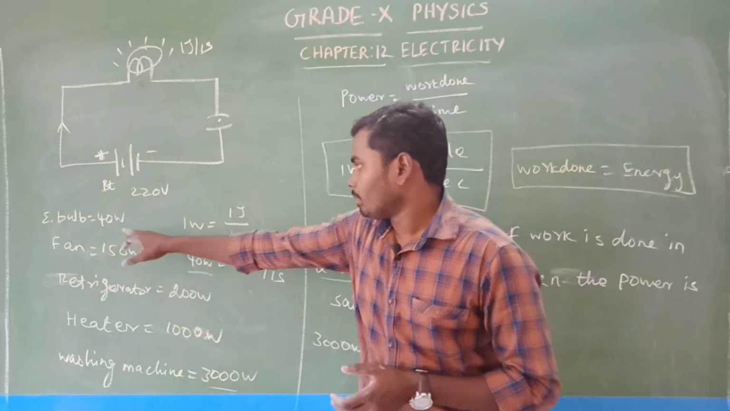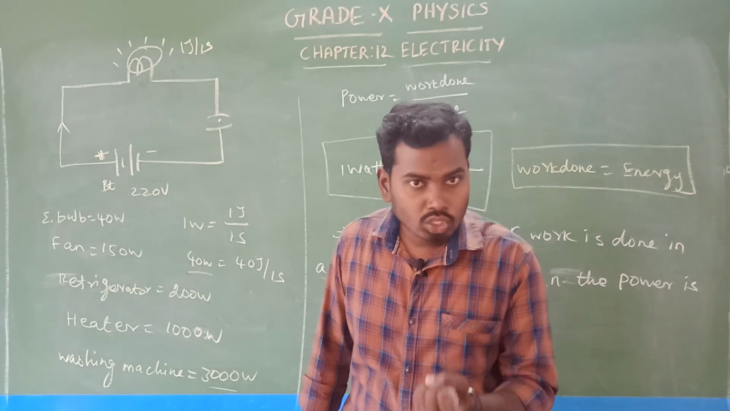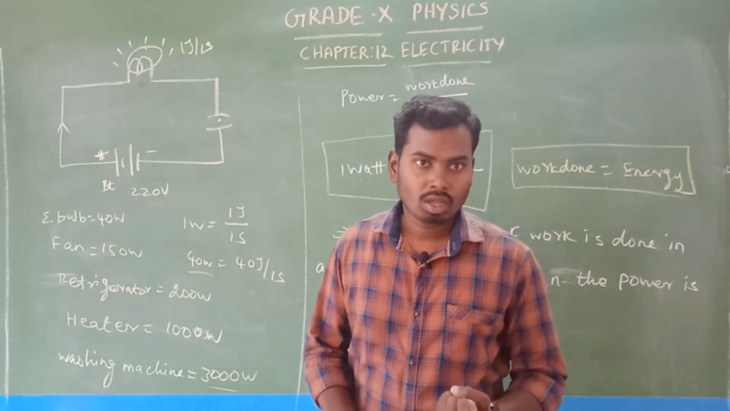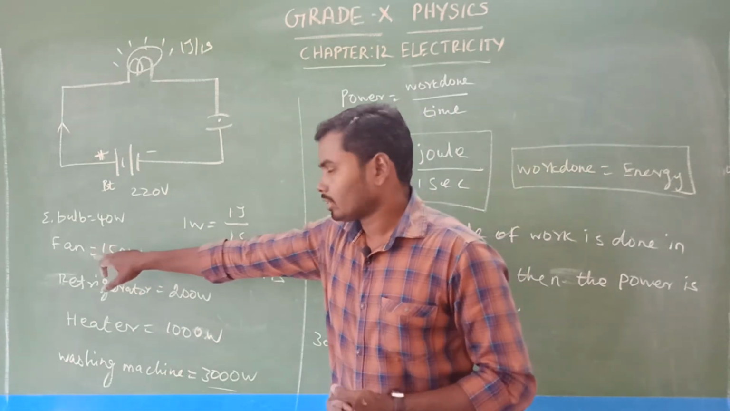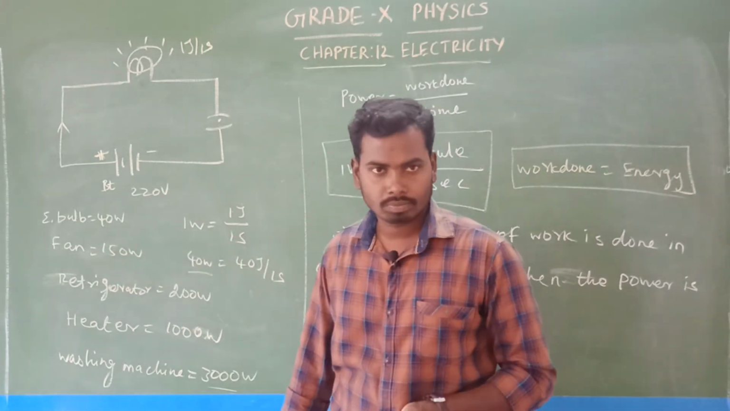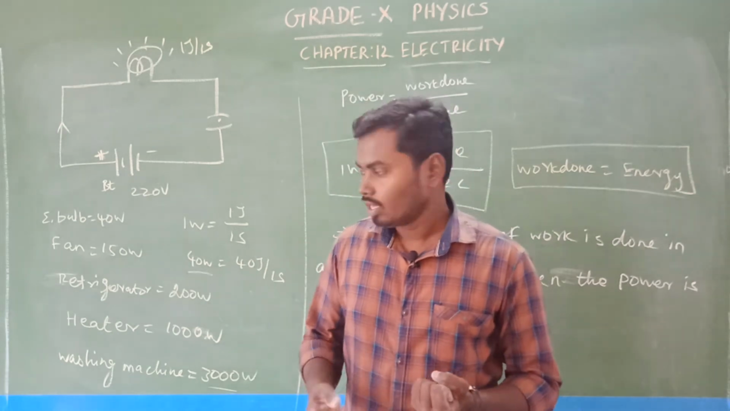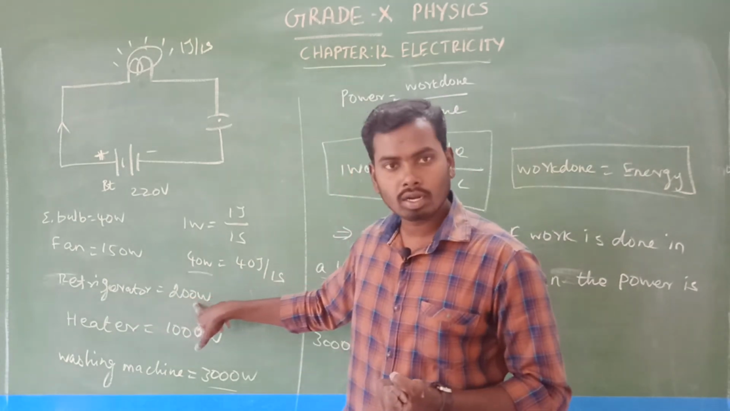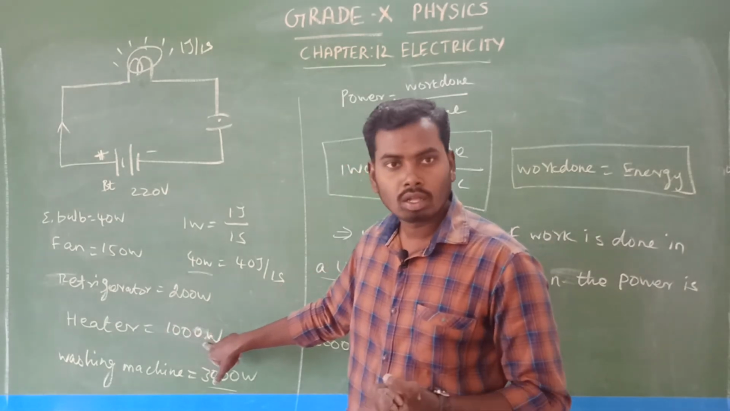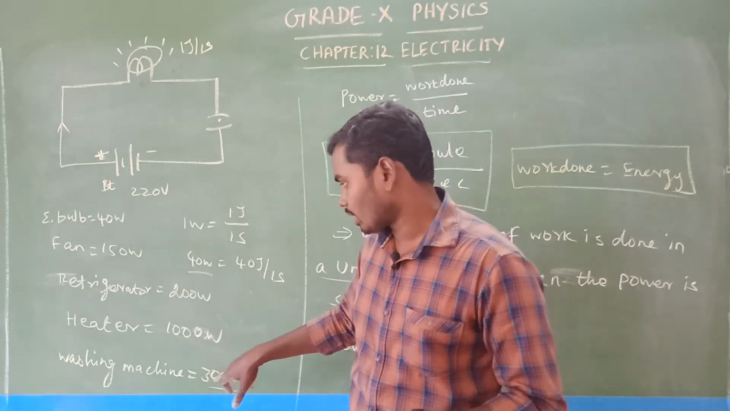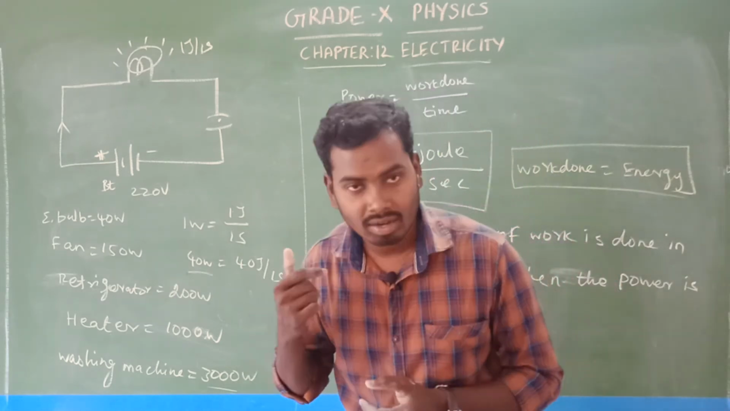The electric bulb power rating is 40 watt, which means the electric bulb consumes 40 joules of electrical energy per second. The fan power rating is 150 watt, which means the fan consumes 150 joules of electrical energy per second. The refrigerator consumes 200 joules per second. The water heater consumes 1000 joules of electrical energy in 1 second. The washing machine consumes 3000 joules of electrical energy per second.